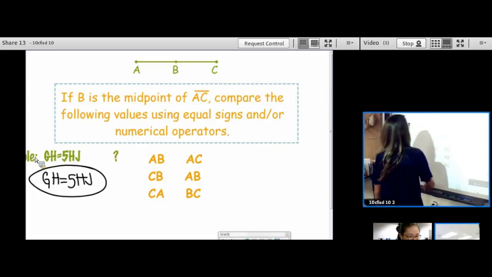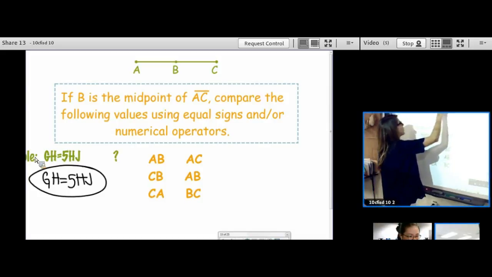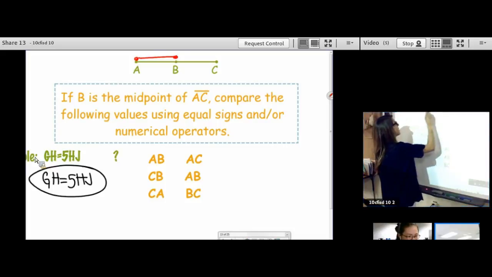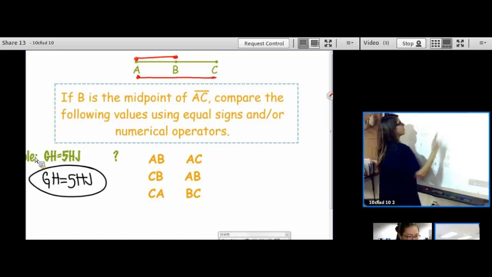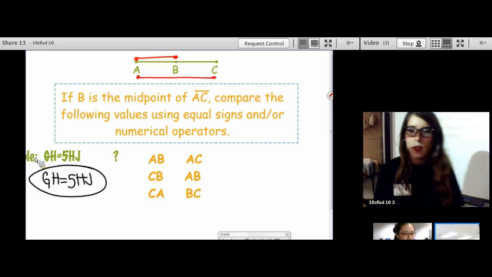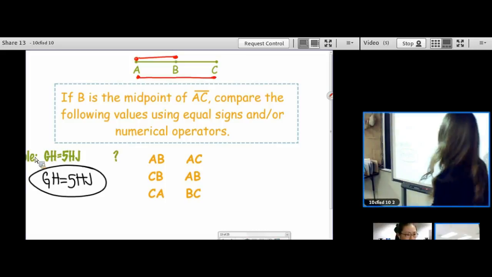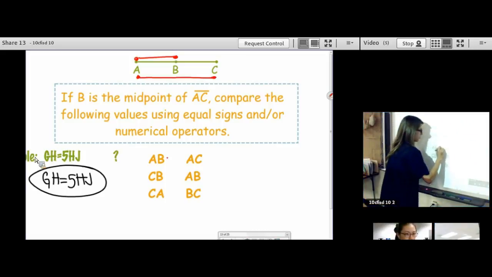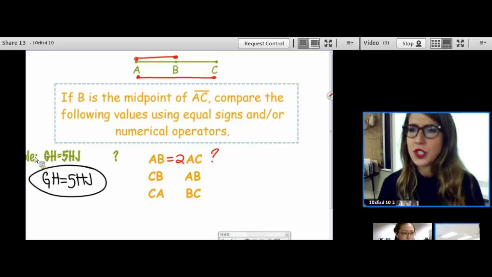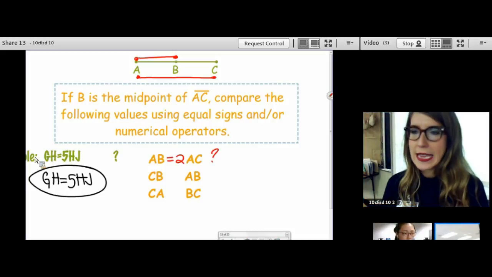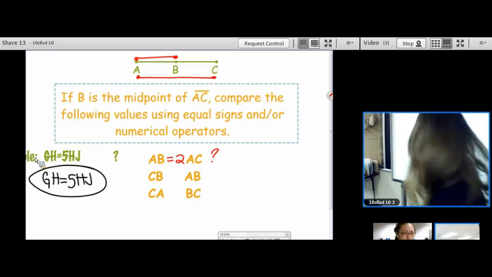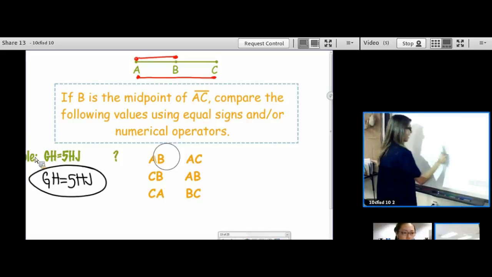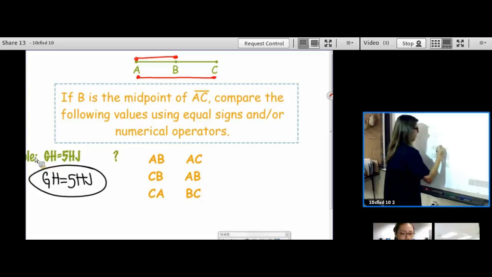All right, so the first one is asking you to compare the length of AB to the length of AC. So could I put this? Could I put that? AB equals 2AC. And good, yeah. I don't want to put that. Could I put that?